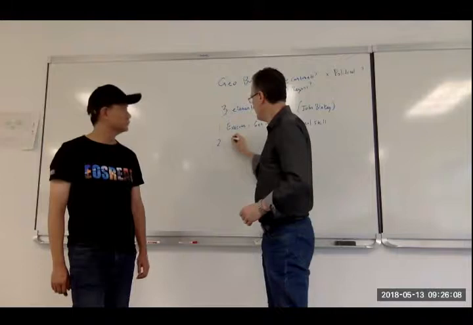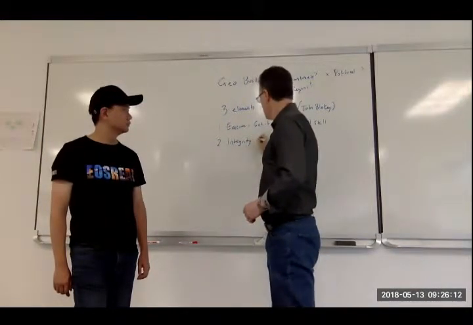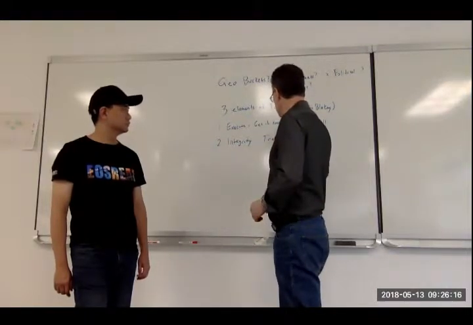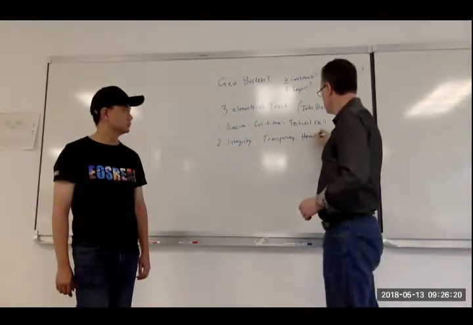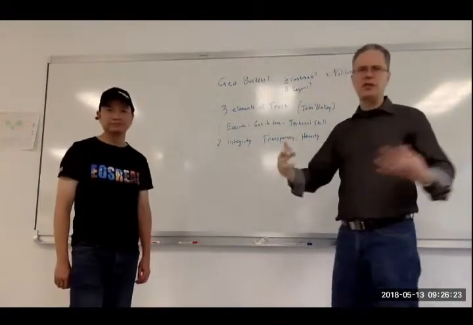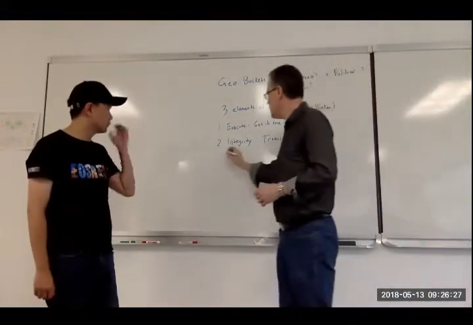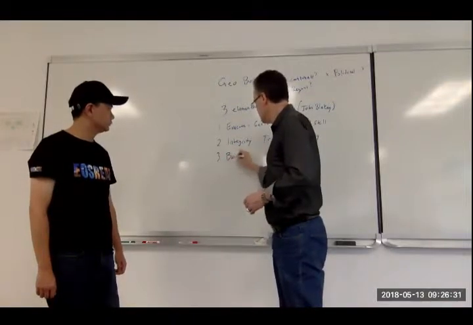Number two is integrity. And for us, in our world, that is transparency, honesty, keeping your word. Your words and your deeds are the same. There's not a gap between your word and deeds. That's huge. And then number three is benevolence.